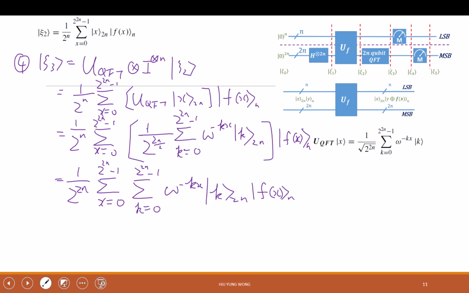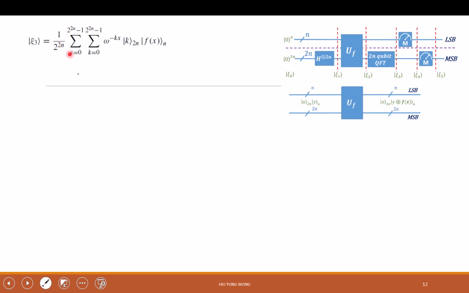Okay. And now, this is what I just showed you in C3. This is now the wave function after this oracle and quantum Fourier transform. What we're going to do is to do two measurements. The first measurement is on the least n qubit, and then the second n qubit, right? So let's do this. So C4, after the first measurement. This is what gets very confusing.